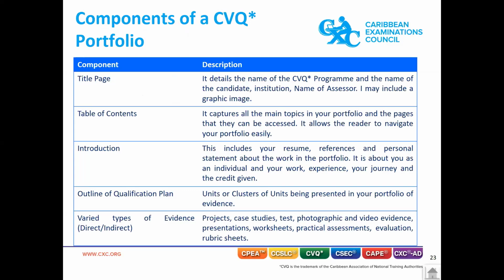Table of contents. It captures all the main topics in your portfolio and the pages that they can be accessed on. It allows the reader to navigate your portfolio easily. So it's easy. Remember I spoke to you about logical step-by-step sequence and how it must be organized?